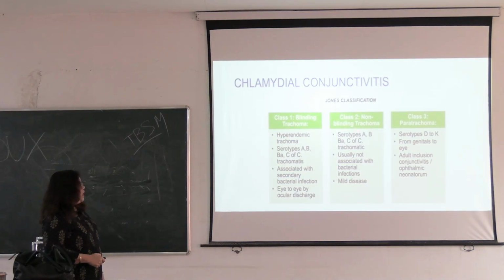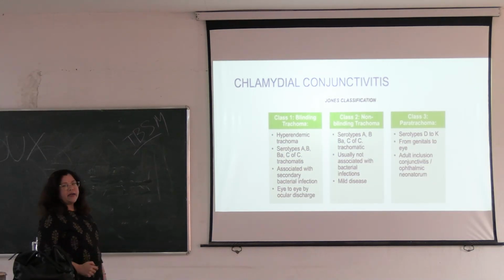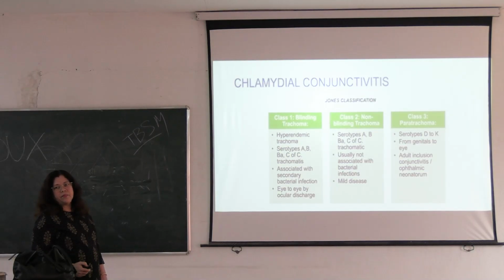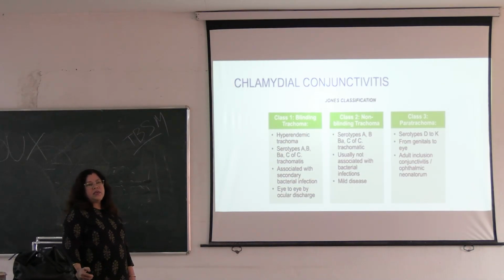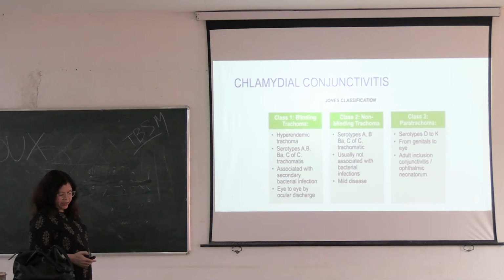Then non-blinding trachoma. This is also caused by serotypes A, B, BA and C of trachomatis, but it is not associated with secondary bacterial infection, while the blinding one is associated with secondary bacterial infection. And class 3 is paratrachoma. Paratrachoma is caused by serotypes D to K. It spreads from genital to eye and it causes inclusion conjunctivitis in adults and ophthalmia neonatorum in newborn children before 30 days.